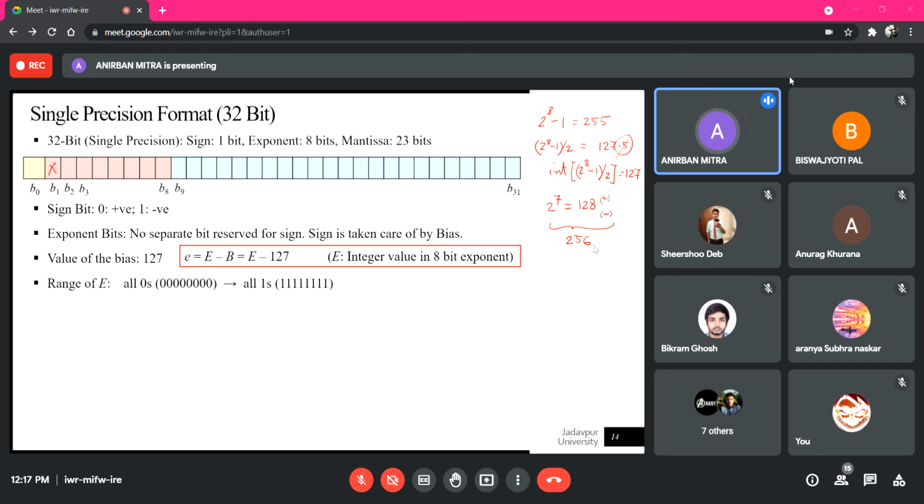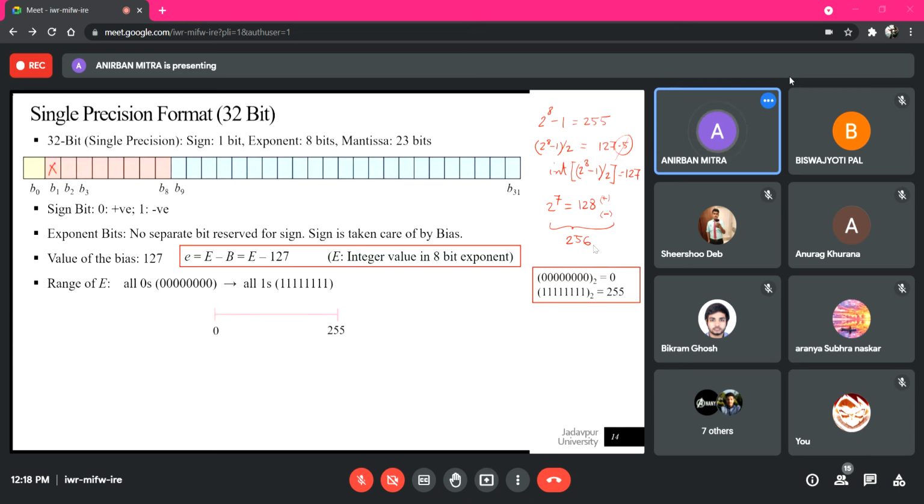Now we go back to our biased format, that is without the sign bit. We have seen that the bias value is 127, and the range of E, that means the integer value stored in the 8-bit exponent, that means the biased exponent, varies from all zeros to all ones. 8 zeros consecutively, 8 ones consecutively. And those are in decimal form 0 and 255. So this is the range.